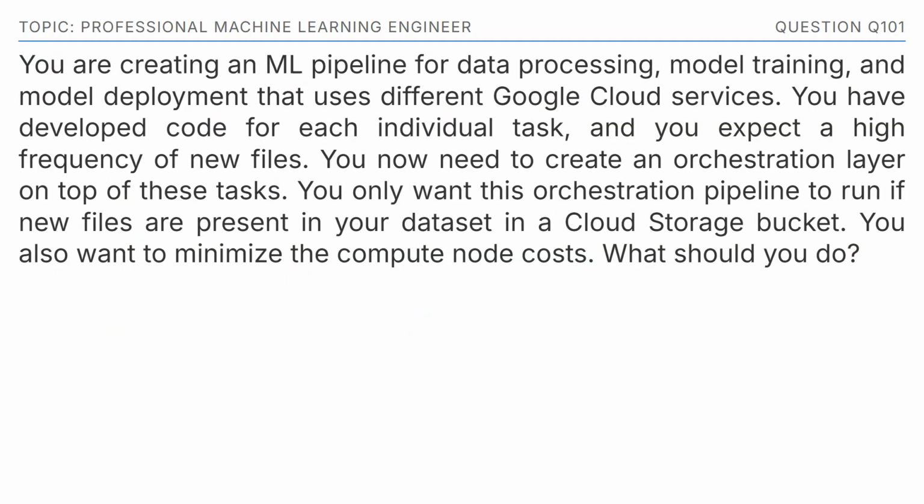You are creating an ML pipeline for data processing, model training, and model deployment that uses different Google Cloud services. You have developed code for each individual task, and you expect a high frequency of new files. You now need to create an orchestration layer on top of these tasks. You only want this orchestration pipeline to run if new files are present in your dataset in a cloud storage bucket. You also want to minimize the compute node costs. What should you do?